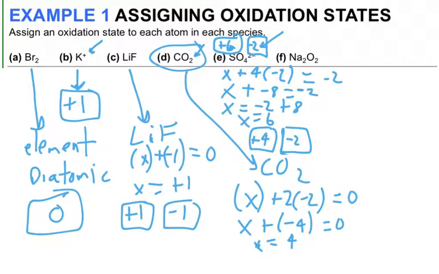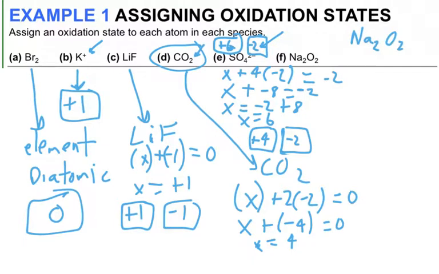Now we've got one more here, and I don't know if you recognize it or not. It is a peroxide, but I'm going to prove to you how oxygen has a -1 instead of a -2 value. Look what I'm going to do. Let's put it here on the side.